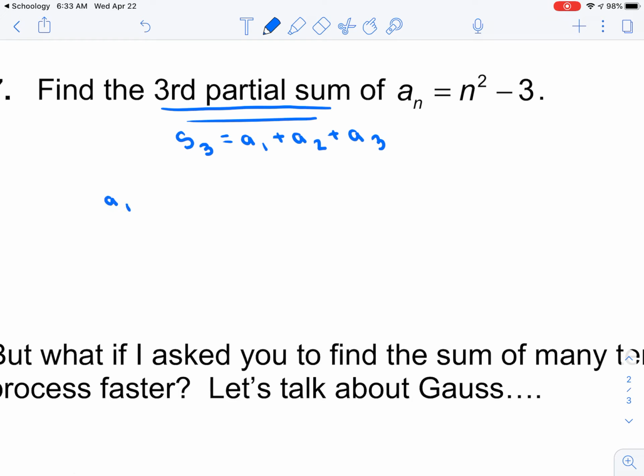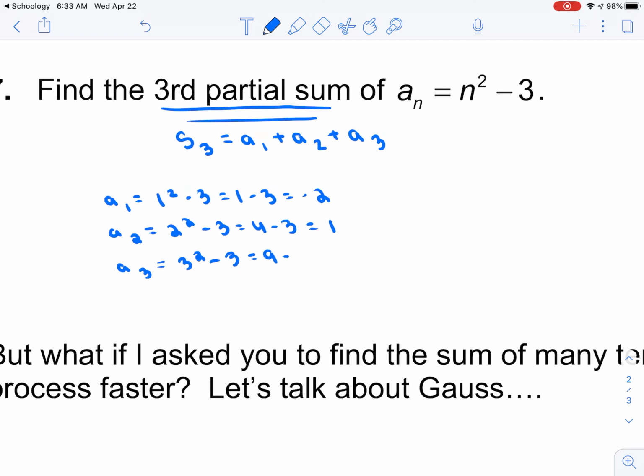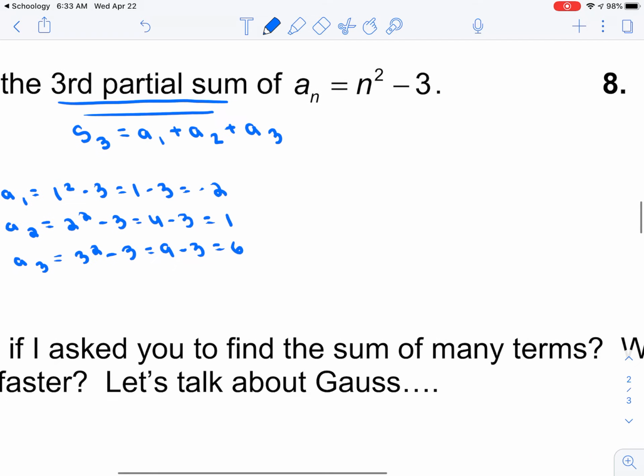So if I want to find A sub 1, I'm going to sub in my 1. If I want to find A sub 2, I'm going to sub in my 2. And then if I want to find A sub 3, I'm going to sub in my 3. And then you're going to take those numbers and add them all up. So -2 plus 1 plus 6. That's going to give me -1 and then 5 as my sum.